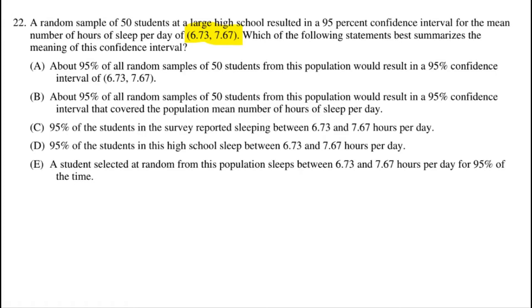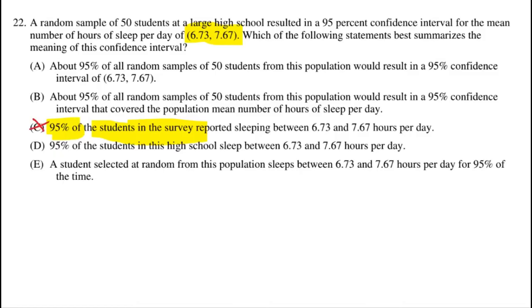But for this particular question, if we read these choices, none of them really say that. Some kids will jump to C and say 95% of the students in the survey reported sleeping between 6.73 hours and 7.67 hours. No, not at all. Wait a minute. If it's talking about the students in the survey, I know the number of students in the survey because I surveyed them and got the data. So it has nothing to do with 95% of the students. So that's immediately incorrect.